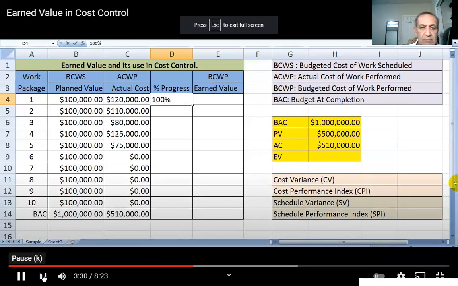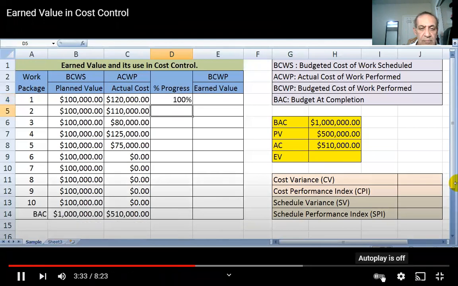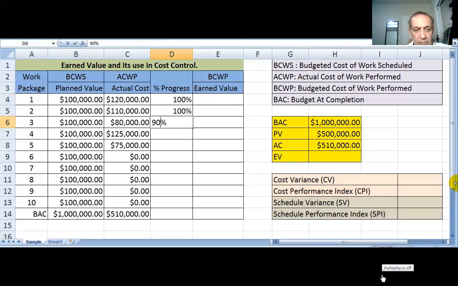But here we assume work package 1, the progress is 100%. Work package 2, the progress is 100%. Work package 3, let me put 90%. Work package 4, 80%. Work package 5, 50%. And work package 6, 7, 8, 9, 10, we haven't even started.